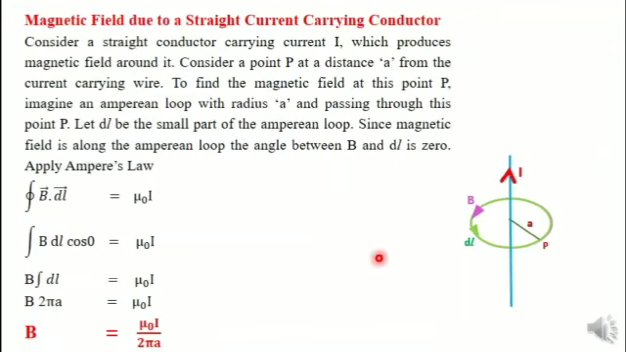Integral dl is the total length of the Amperian loop. Here the loop is in the form of a circle. So total length of the Amperian loop is the circumference of the circle, which is 2 pi a, where a is the radius of the Amperian loop. So the expression becomes B into 2 pi a equals mu 0 I, which is B equals mu 0 I divided by 2 pi a.